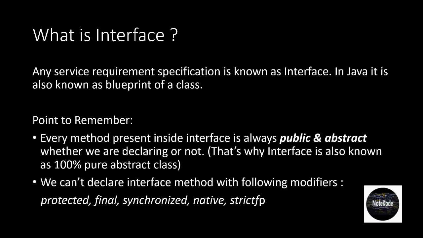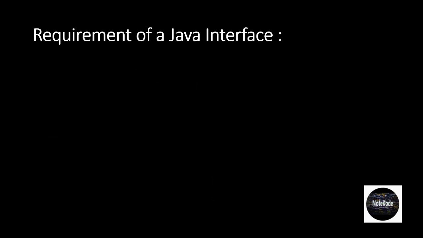Moving next. Requirement of a Java interface. Why do we require Java interface? As you all are aware, Java uses different types of inheritance like single level, multi-level, and hierarchical. And you also know that multiple inheritance is not supported by Java due to some ambiguity issue. This problem is also known as diamond problem.